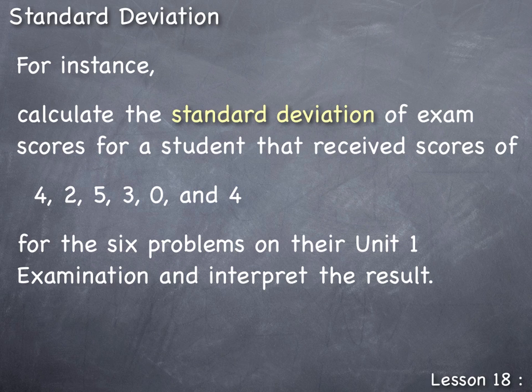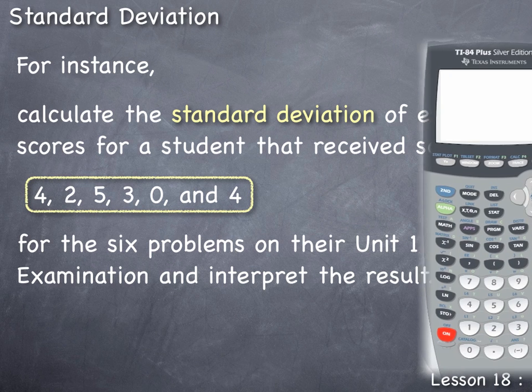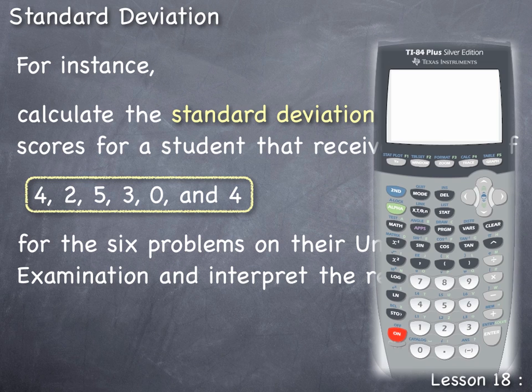So first we need to calculate the standard deviation for this student's Unit 1 examination scores. To do this, we can use our TI-84 calculator. First, we need to enter the data into the calculator. To enter data into a list, you press Stat and Enter. Then you can use the arrow buttons to navigate to an empty list so you can enter in your sample data.